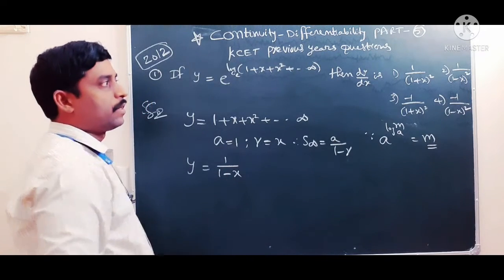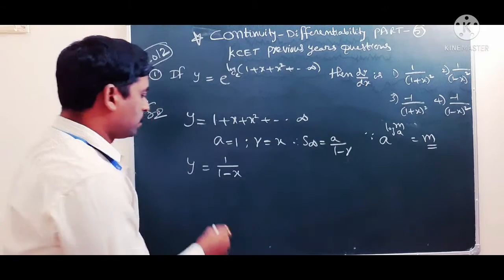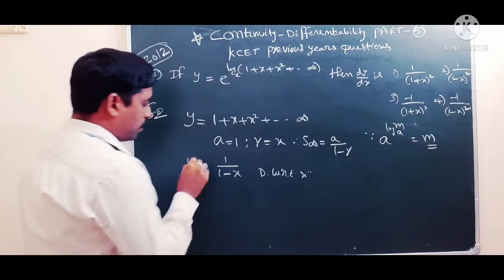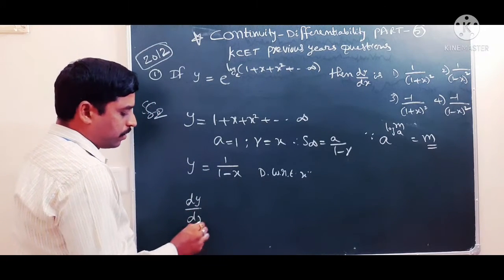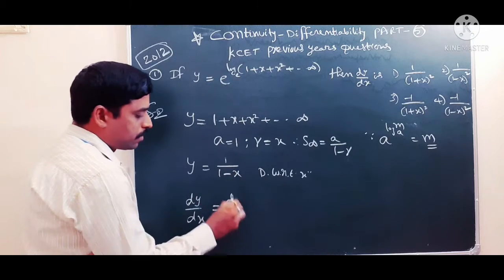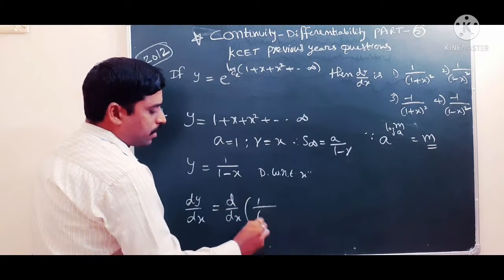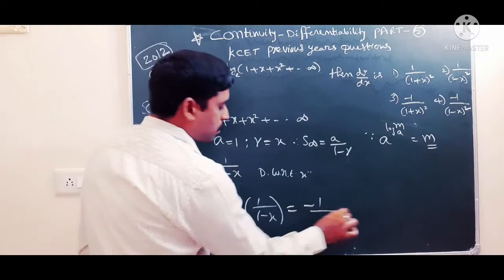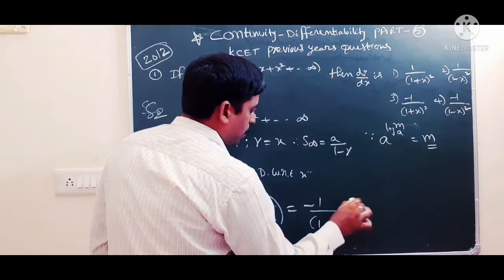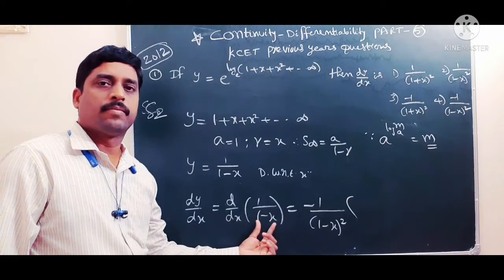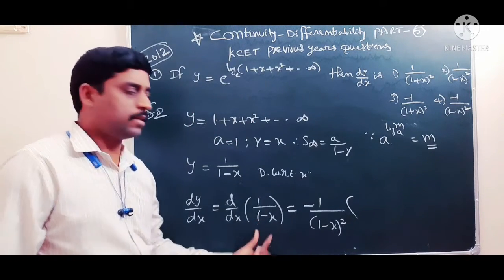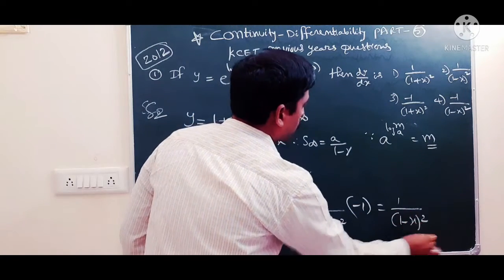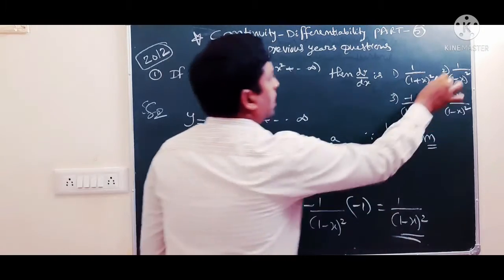This is y. But our target is dy by dx. So now applying derivative on both sides. dy by dx will be d by dx of 1 by 1 minus x. So derivative of 1 by x is minus 1 by x square, and derivative of 1 minus x will be minus 1. So answer will be 1 by 1 minus x whole square. Second option correct.